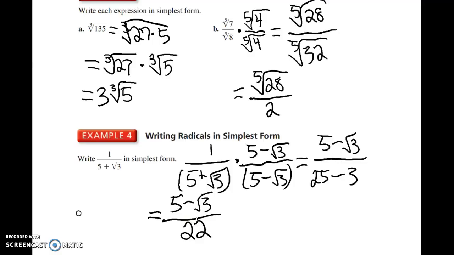If you're wondering how we got the 25 minus 3, I multiplied these two. I FOILed these two together. Okay.